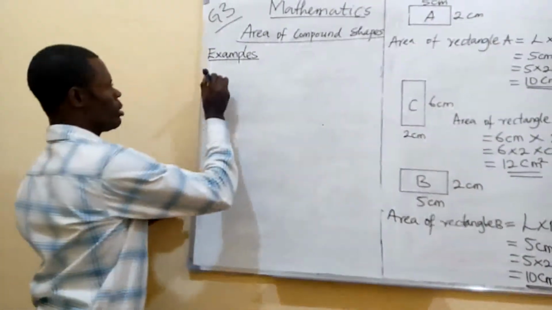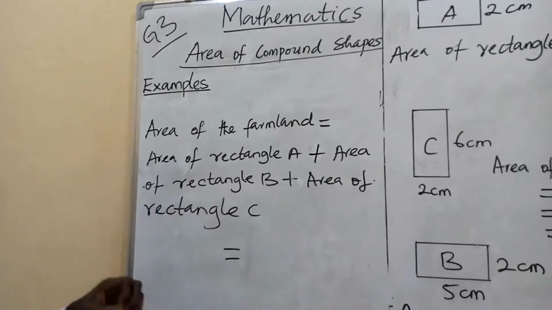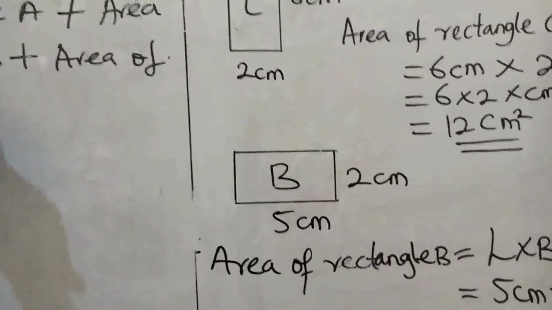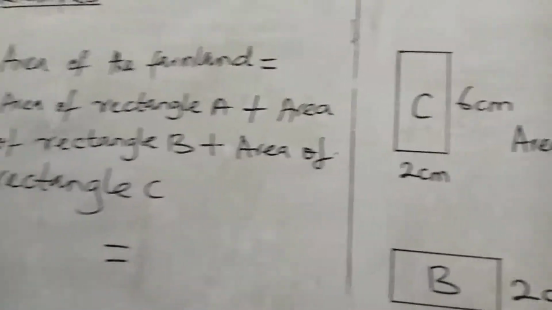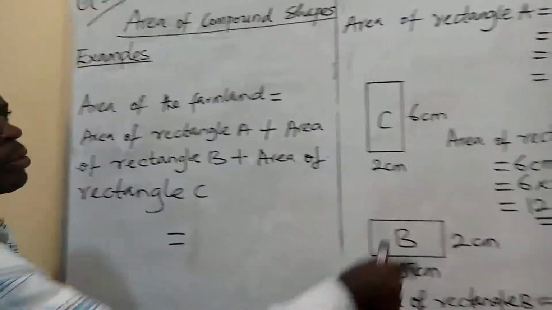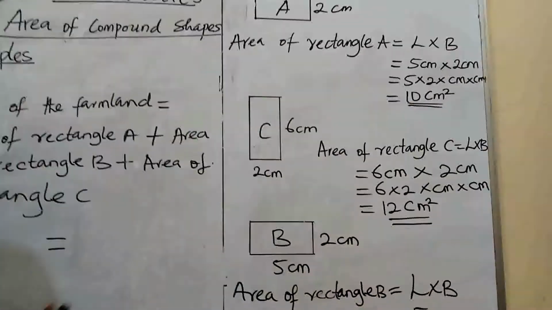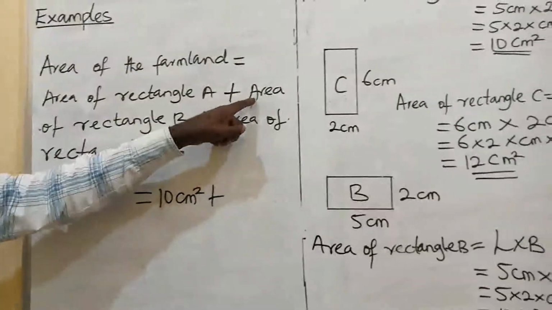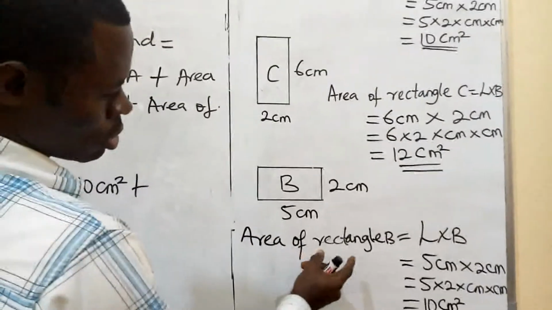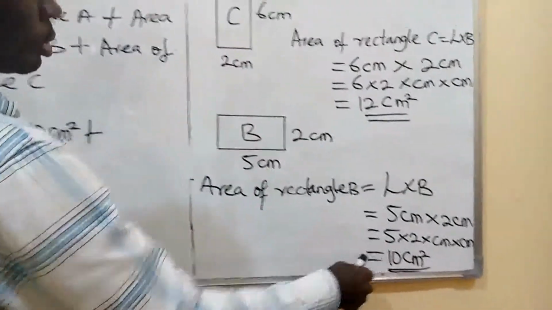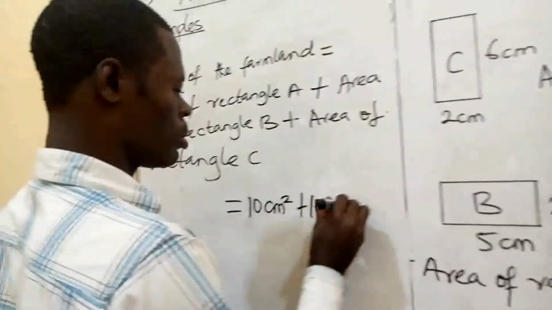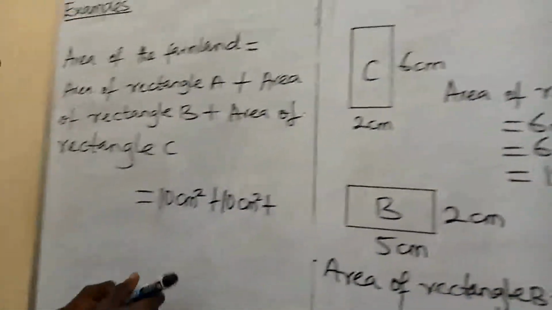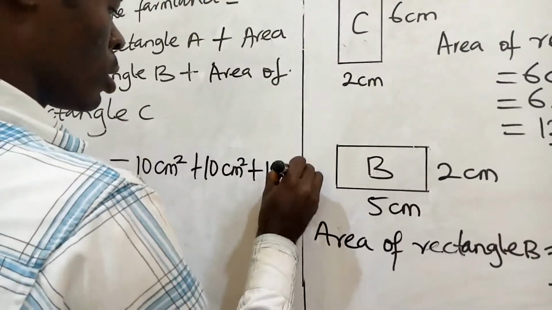All right. So now you say the area of the farmland is equal to the area of rectangle A plus the area of rectangle B plus the area of rectangle C. Now the question is, what is the area of rectangle A? The area of rectangle A is 10 cm². So we have here 10 cm² plus the area of rectangle B. Rectangle B is this shape. And the area of rectangle B is 10 cm². So we have here 10 cm² plus the area of rectangle C. Here is rectangle C. So the area of rectangle C is 12 cm². So we have here 12 cm².